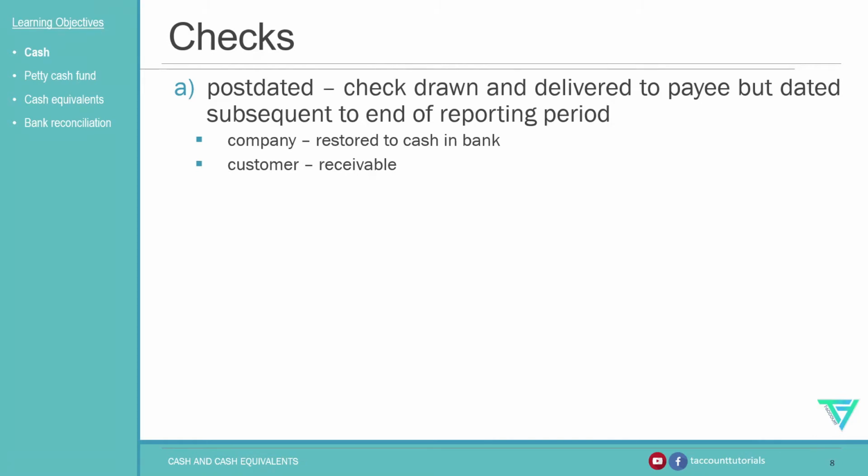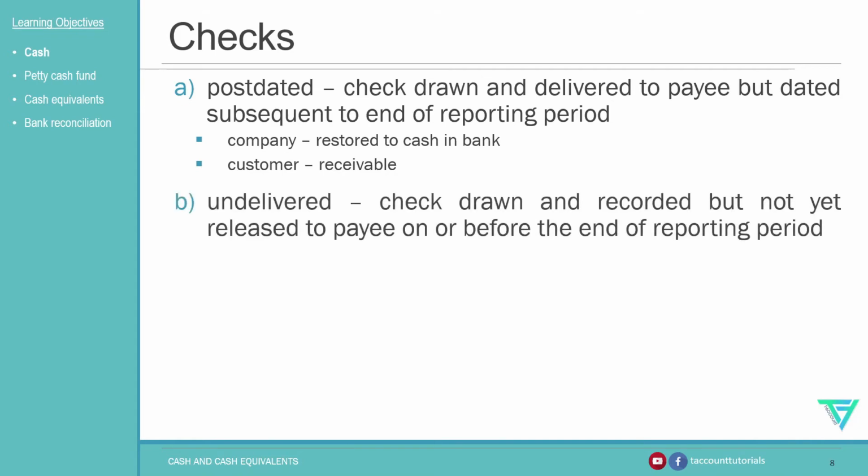The next type of check is undelivered check. An undelivered or unreleased check is a check drawn and recorded but not yet released to the payee on or before the end of the reporting period. For example, the check is drawn on December 28 and also recorded on that date, but as at December 31, it's not yet released to the payee. We assume here that this undelivered check is not a post-dated check. So what's the treatment of an undelivered check? It is restored to cash in bank. Of course, the check is not yet delivered to the payee, so how can the payee encash the check?